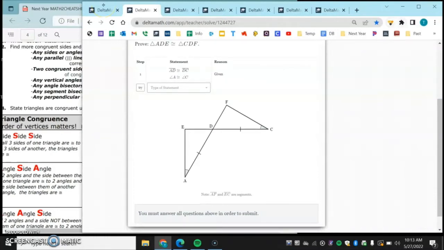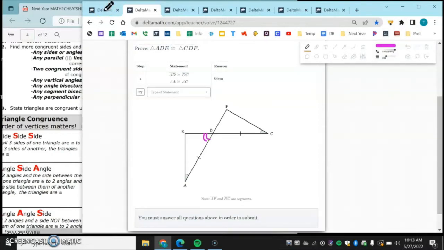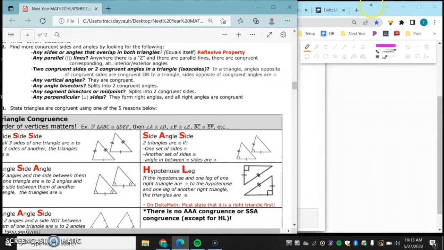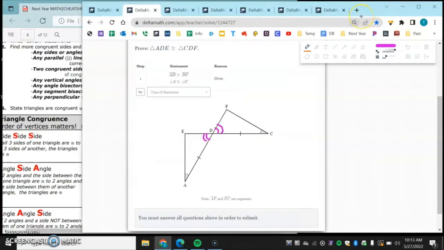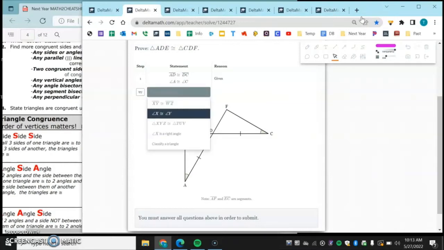What are the two angles that are vertical angles here? We've got this angle and this angle. Those are vertical angles. Anytime there are vertical angles, they are congruent. So we are going to state that those two angles are congruent because they are vertical angles. So I'm going to click on my type of statement, which is going to be angles.